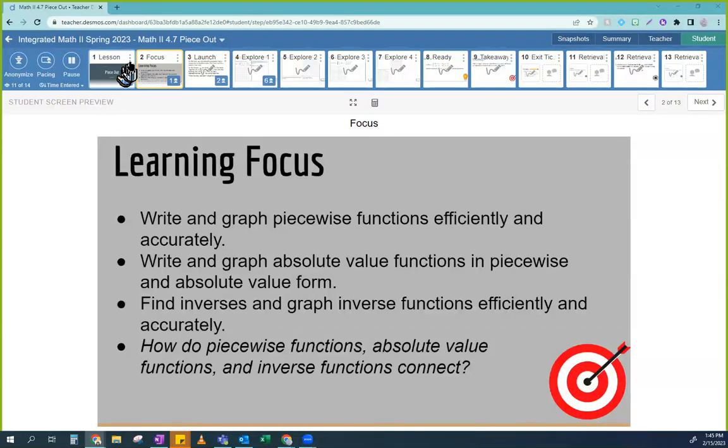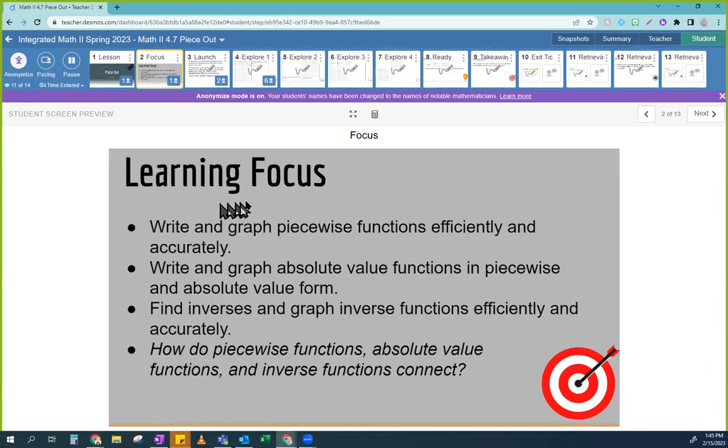Okay, so right now we're going to go over 4.7, which is called Piece Out. It says the learning focus. What you'll be able to do today is write and graph piecewise functions efficiently and accurately. You already know how to do that. Write and graph absolute value functions in piecewise and absolute value form. You already know how to do that. Find inverses and graph inverse functions efficiently and accurately. You already know how to do that. And how do piecewise functions, absolute value functions, and inverse functions connect?